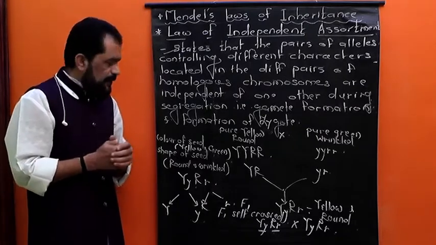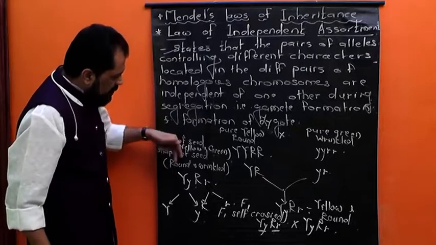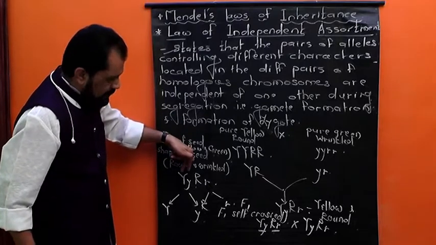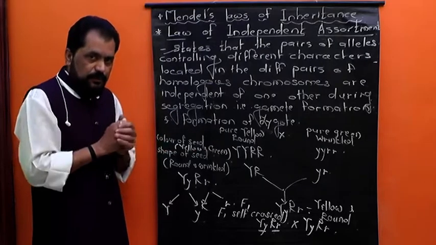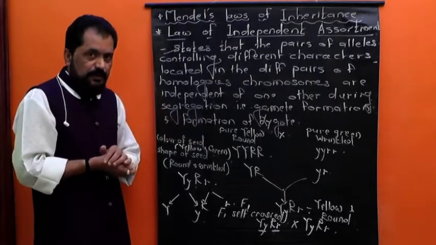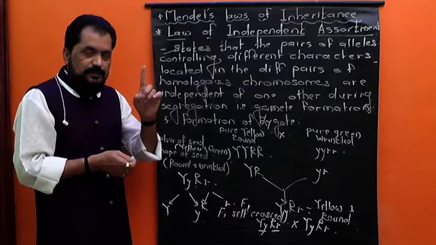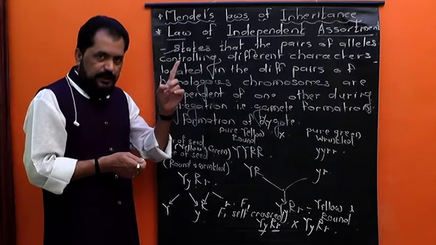Meaning, what happened here? Actually, initially the alleles of each pair get separated from each other. They get segregated from each other. This is what we have studied in the second law of segregation.